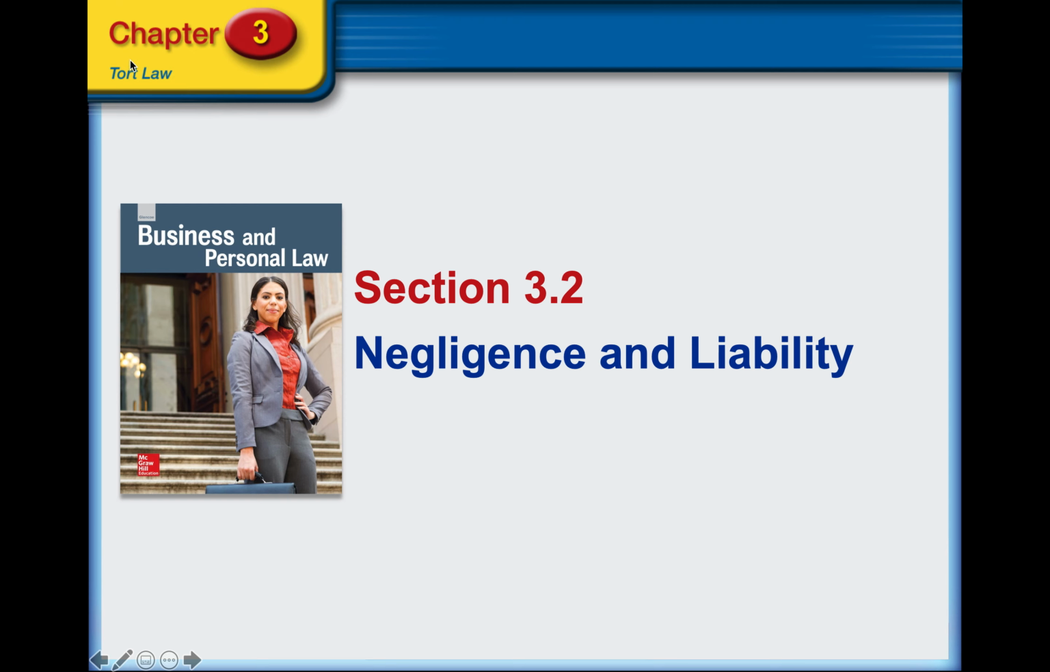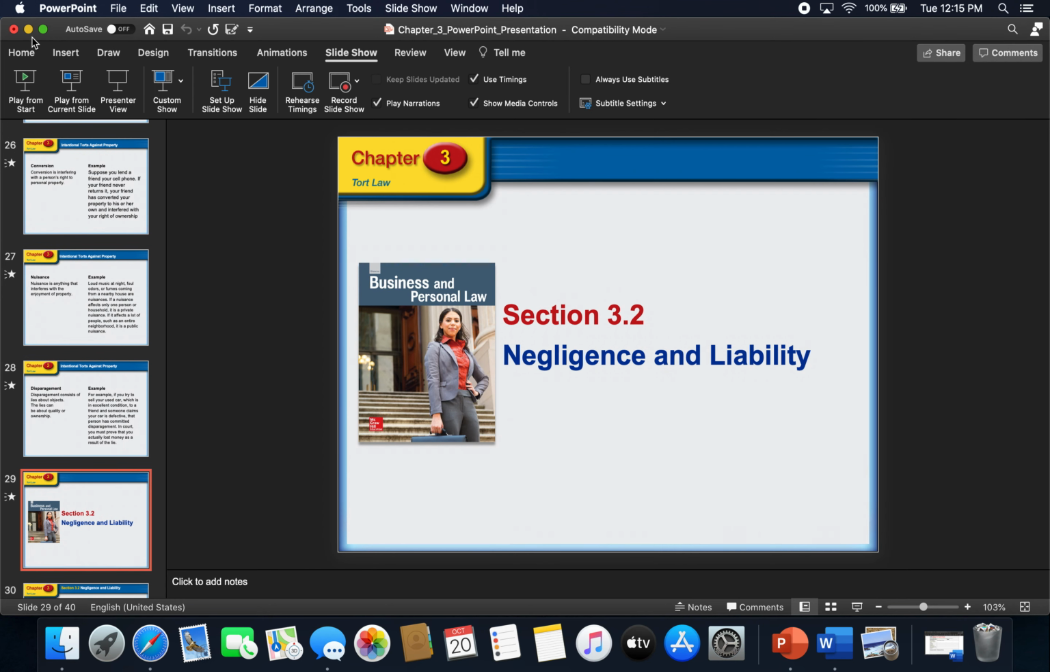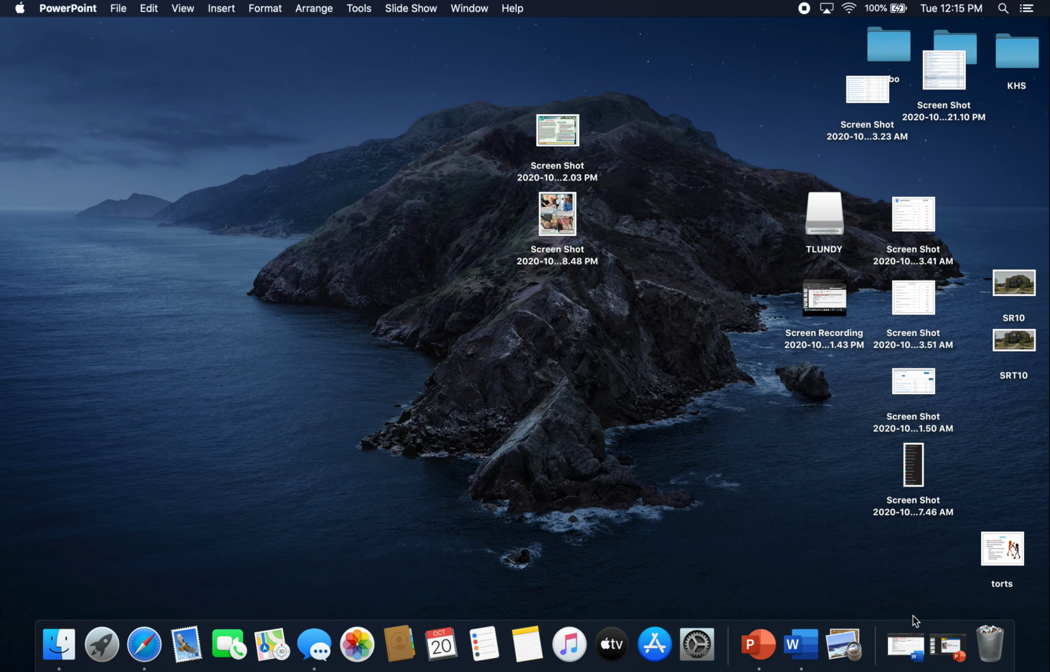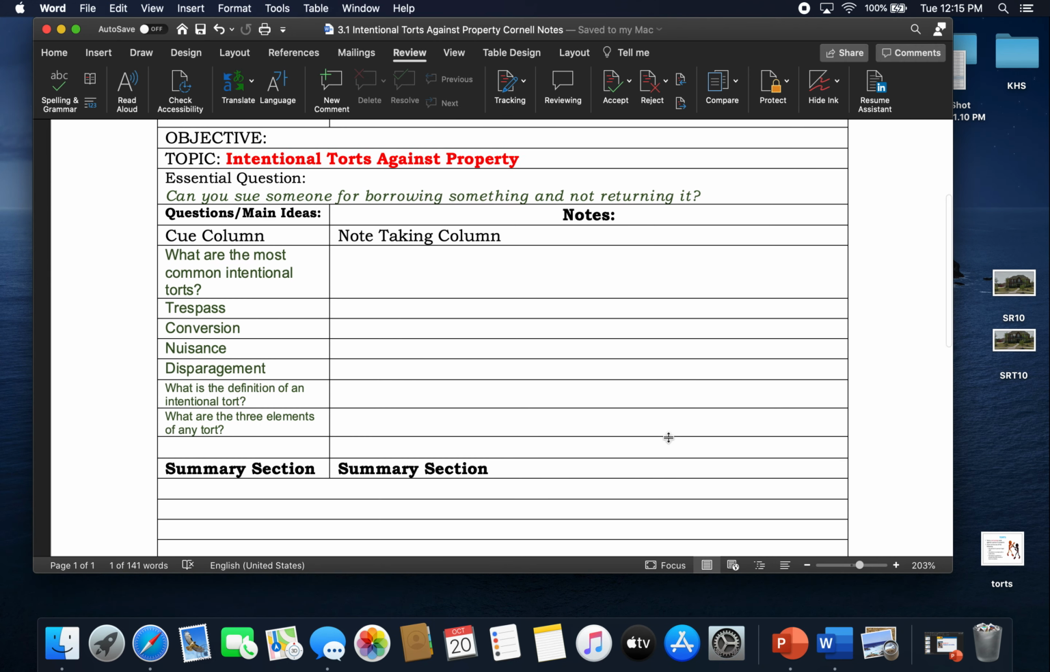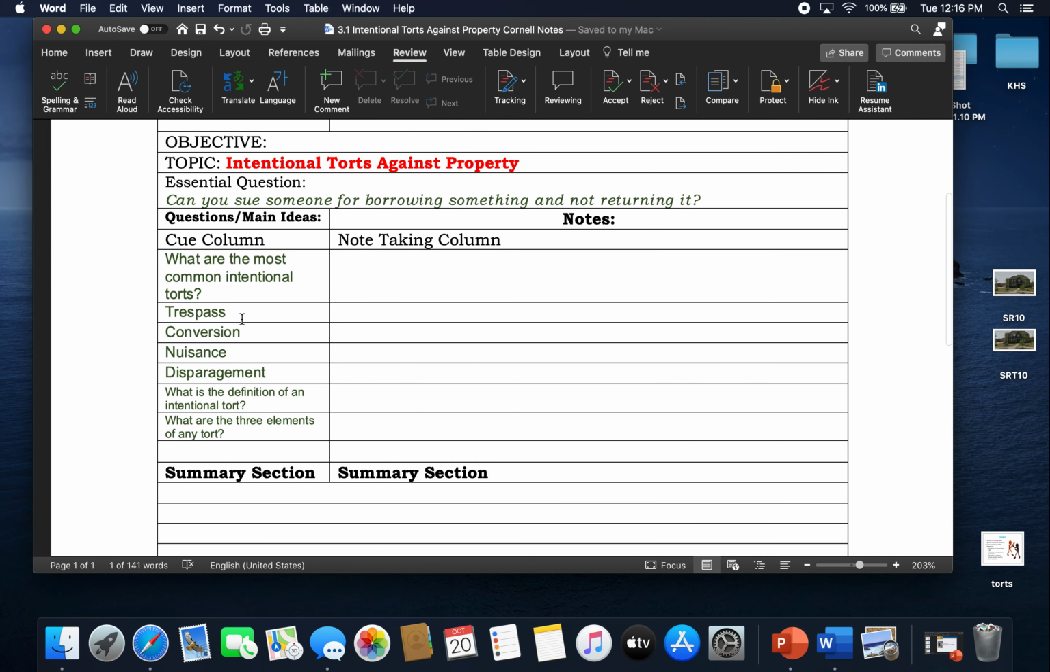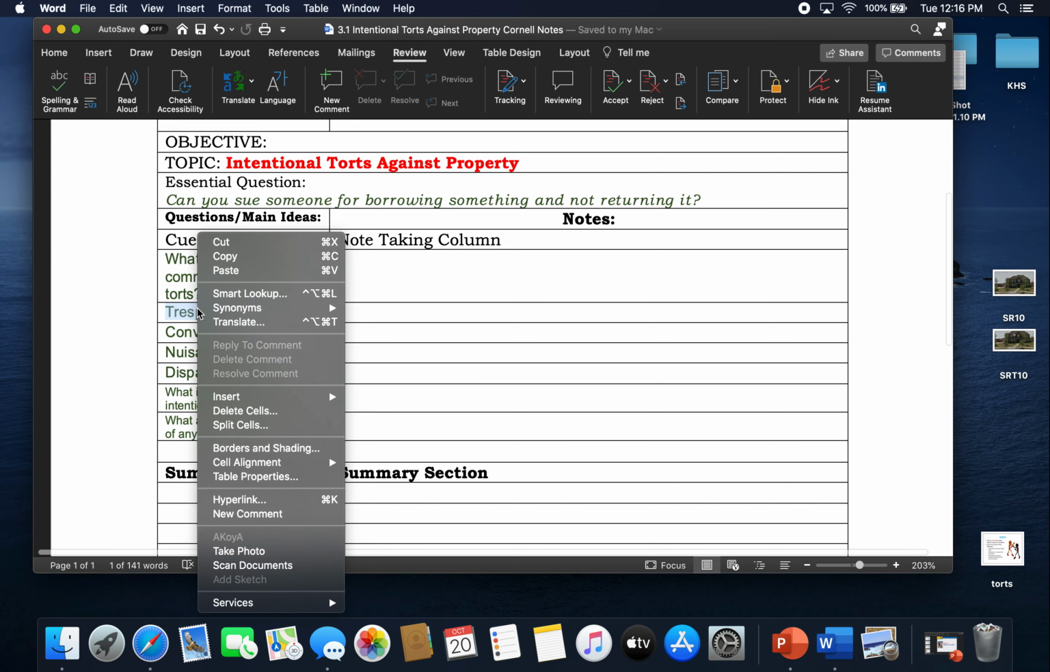Now, once you finish giving the information, the definition, and completing the Cornell notes, I want you to research online and give me an example of each one of trespass, conversion, nuisance, and disparagement. You can write the article in, or you can highlight the word itself.